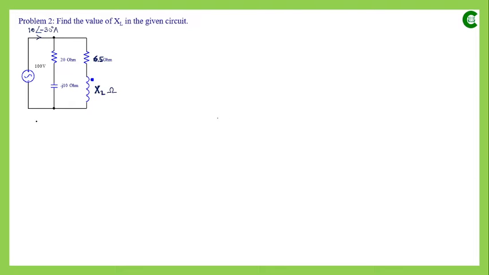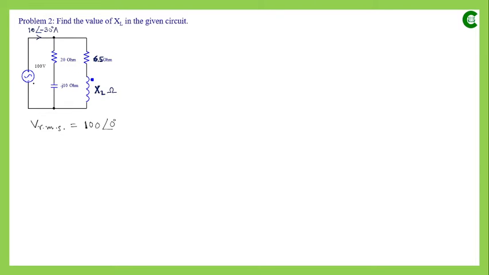Now this 100 volt definitely is the RMS value of the supply voltage, and that we can take as 100. And since this is the common factor between these two parallel branches, this will be taken as a reference, so the phase angle will be 0 degree here, and that's why it is not mentioned.